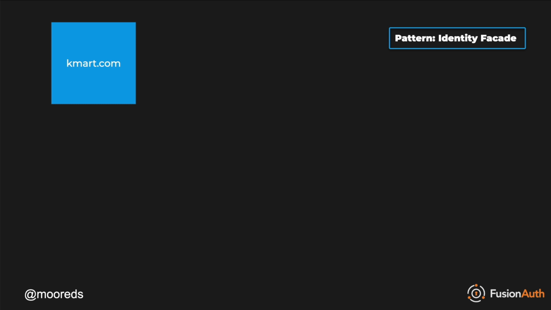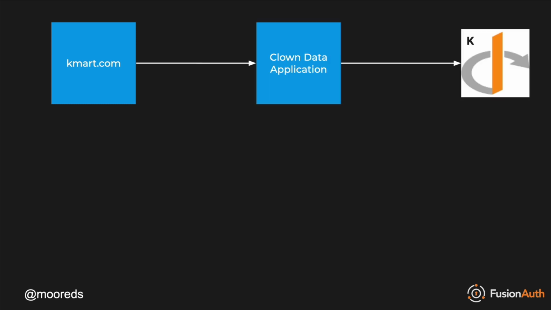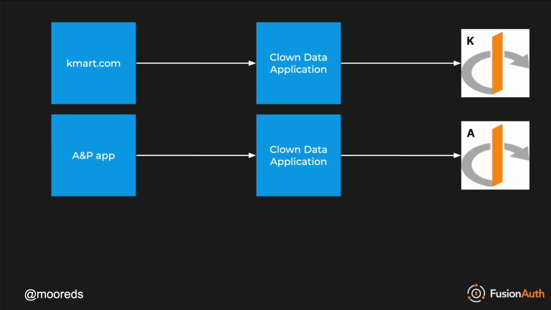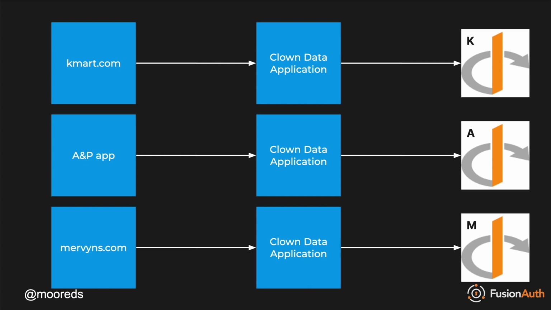The way this might work is you have a cloud data application, which, when it's embedded in the Kmart data center, needs to talk to the Kmart identity provider. If it's in the Atlantic Pacific data center, it needs to talk to the Atlantic and Pacific identity server, and same thing with Mervyn's. So in each of these cases, you have specific configurations, and the Kmart one could be Okta, the A&P one could be Azure AD, and the Mervyn's one could be Google Workspace, right?